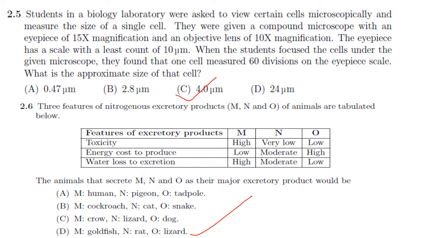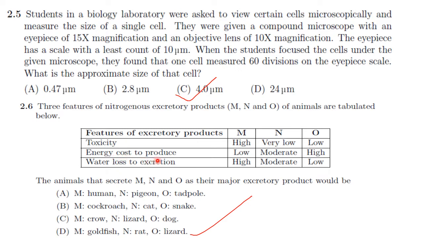Okay, the features of excretory products M, N, and O are given. The animals that secrete M, N, and O as their major excretory product would be... So M, we will take it as ammonia because it is highly toxic. They have given toxicity as high, so we will take it as ammonia, and N will be urea. It is very low toxicity, and low will be for uric acid. So ammonia is highly toxic, urea is very low, and uric acid is slightly higher than urea.